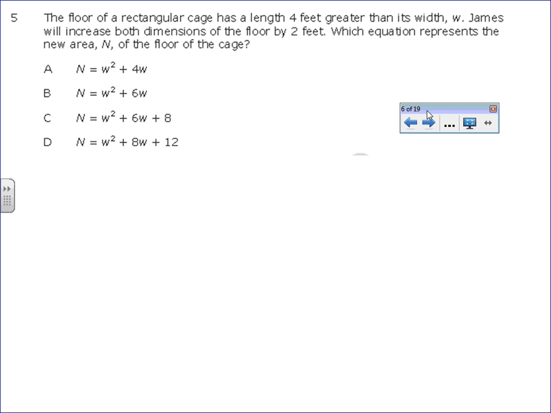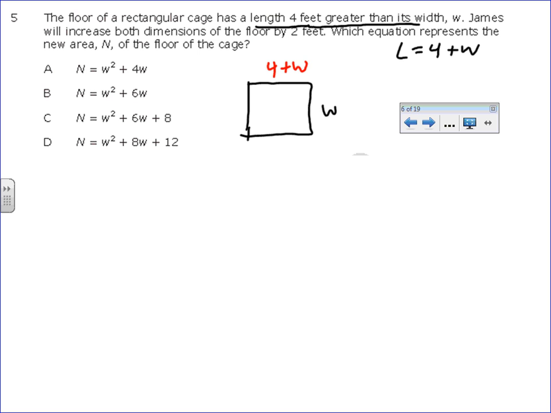Okay, and 5. I know that on your paper those two were out of order, but there they are. So for number 5, it says the floor of a rectangular cage has a length of 4 feet greater than its width. James will increase both dimensions of the floor by 2 feet. Which equation represents the new area of the floor of the cage? And you know I'm going to say to what? Draw a picture. Okay, I've got a rectangular cage. The length is 4 feet greater than the width. Okay, well, how do you write that? This can be my width. This would be my length. But instead of writing length, what am I going to write? What it's equal to is 4 plus the width.